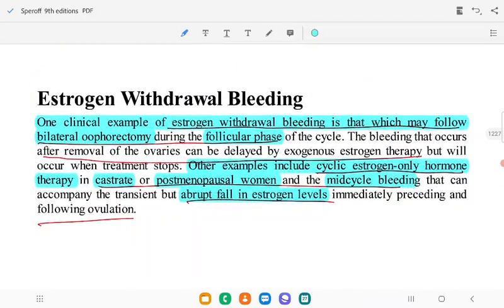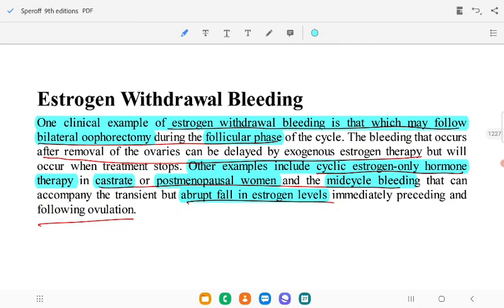Remember, this is estrogen withdrawal bleeding. Estrogen withdrawal bleeding, three clinical examples. One is the bilateral oophorectomy in the follicular phase. Second one is the cyclic estrogen only hormone therapy in castrated or postmenopausal women, and third one is the mid-cycle bleeding that can be due to the transient but abrupt fall in estrogen level immediately before and after ovulation. Remember this.